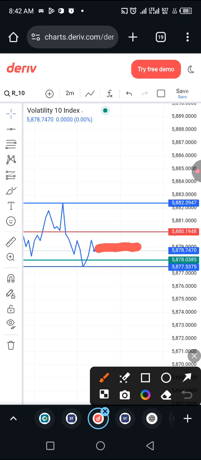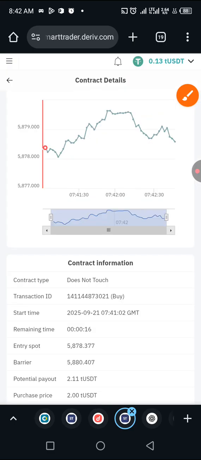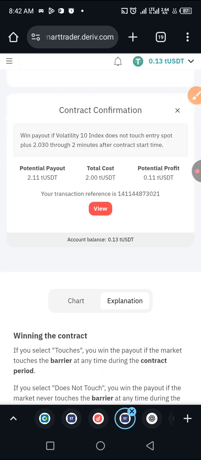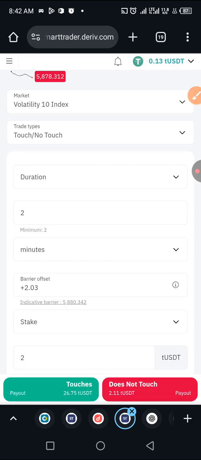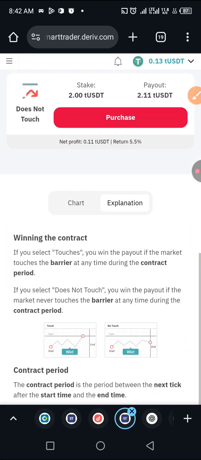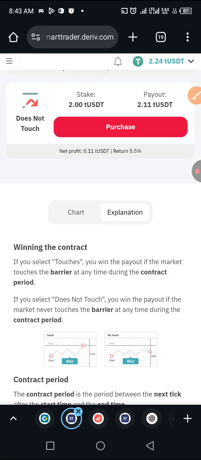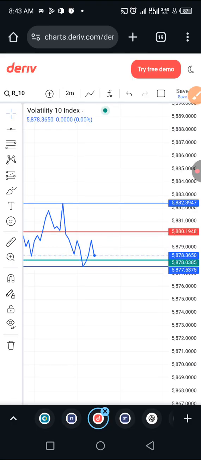This is going to be my point of interest. I would have entered here, and I mean we are done with this one, but it's still loading. So let's just wait. I need to buy that market. I need to buy it. Alright, so I'm buying. I bought. So let's wait and see the outcome.